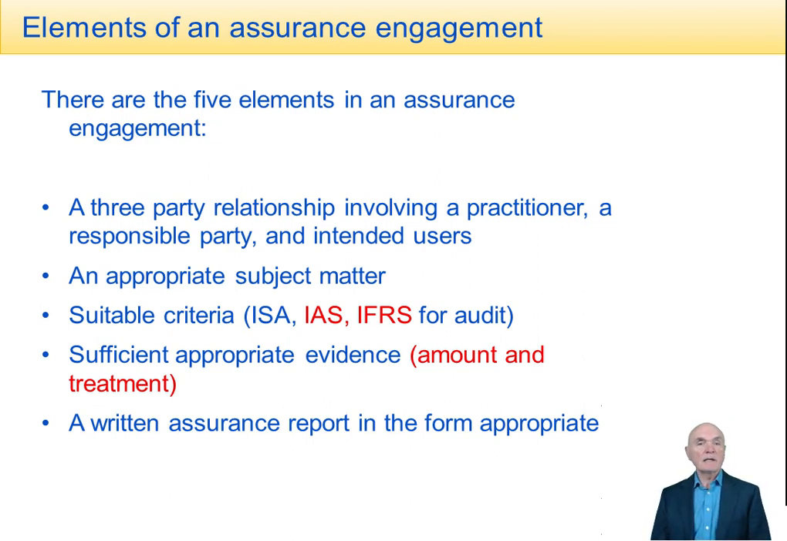There are 5 elements to any assurance engagement. There is a 3-party arrangement between the practitioner, like the auditor, a responsible party, like the management of a company, the directors of a company who are responsible for preparing the financial statements, and then the intended users, the members. And of course the practitioner is basically reporting to the intended users. There has to be appropriate and well-defined subject matter. So in an audit, it is the financial statements which are being audited, which is the statement of financial position, the statement of profit or loss, the cash flow, the notes to the financial statements, and the movements on reserves.